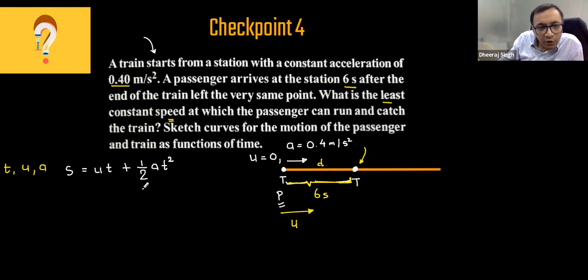So s is equal to ut plus half a t square. u is zero, half acceleration is 0.4, so half into 0.4 into 6 square. So this is 0.2 into 36, which is 7.2 meters. All of you getting 7.2?